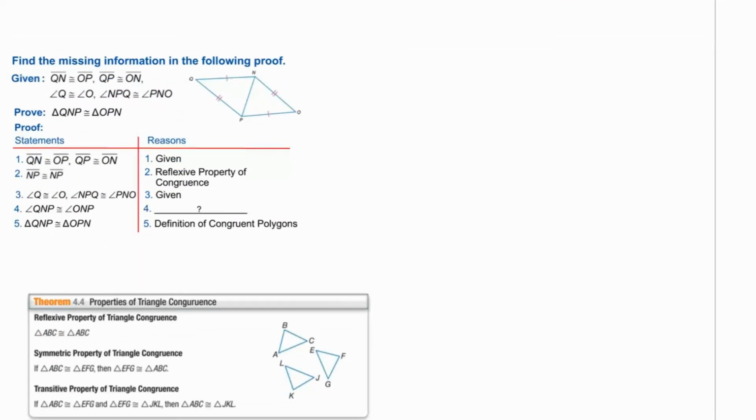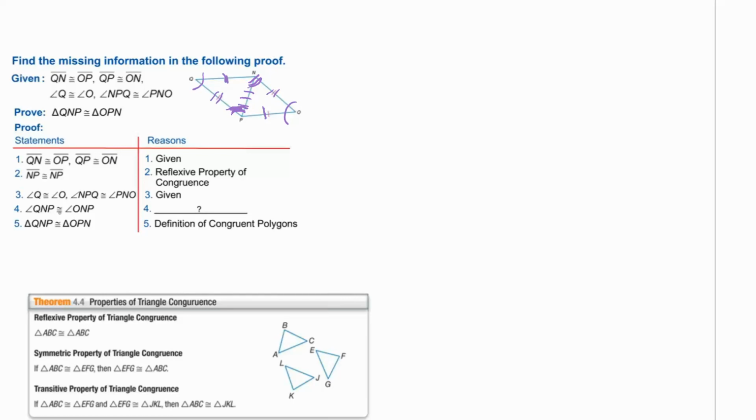So the first step in this proof was to list two of the given, that QN was congruent to OP, and that QP was congruent to ON. I can say that this side that they share is congruent to itself by the reflexive property. I was given that angle Q is congruent to angle O, and that angle NPQ, this one right here, is congruent to PNO, this one right here.